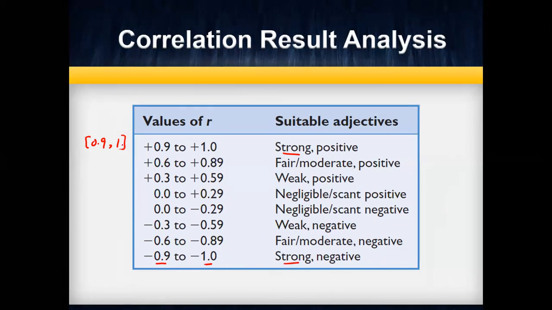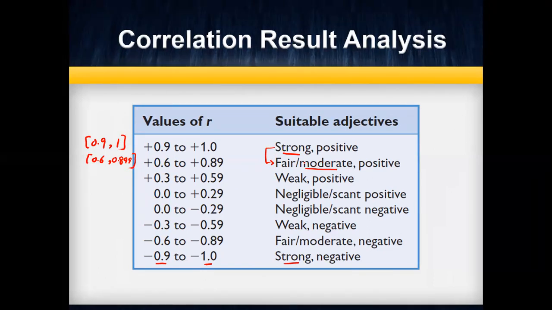The second range starts from 0.6 till 0.89999. If you have your answer in this range, this is called moderate. This category is just below strong. Just below strong you have the fair moderate category. So this is called moderate, fair, normal.